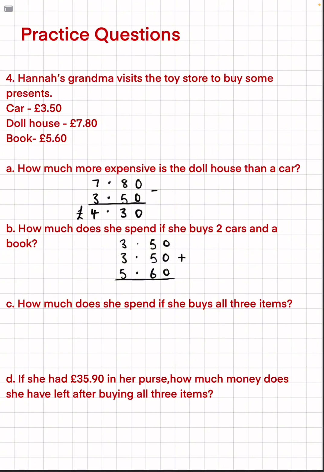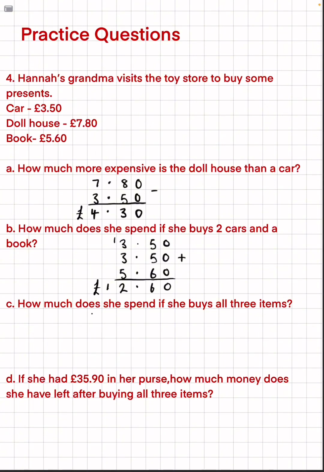So 0 add 0 add 0 is 0. 5 add 5 is 10. Add 6 is 16. We put the 6 down, carry the 1. Remember to put the decimal point down. 3 add 3 is 6. Add 5 is 11. Add 1 is 12. So the answer is £12.60.